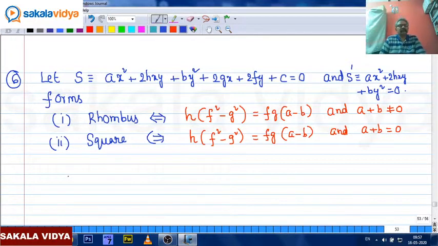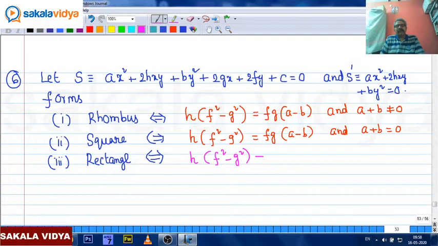Next, third point. Third point is rectangle. So rectangle means same condition here, h times f square minus g square does not equal to fg times a minus b, but here a plus b equals to 0.